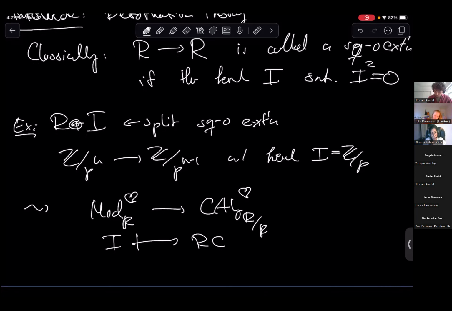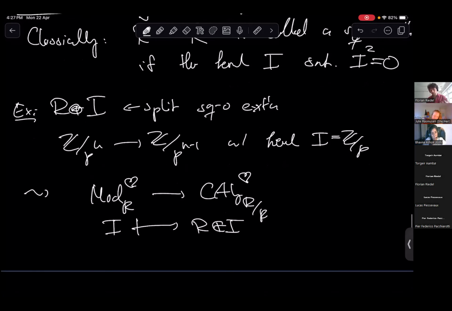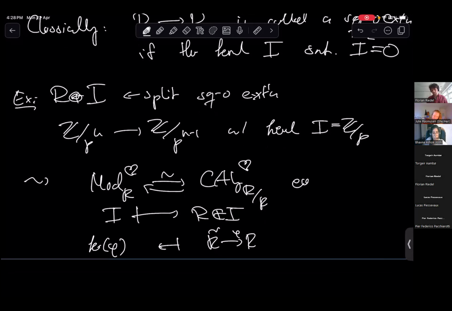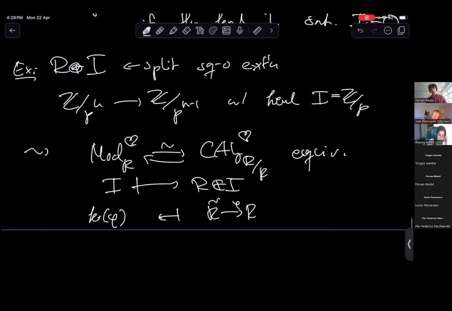Taking I to the split square zero extension R plus I. And in fact, it has an inverse, which just takes an augmented algebra like this to the kernel. Yeah, this is an equivalence. It's a classical result. You can prove yourself. It's a fun exercise.